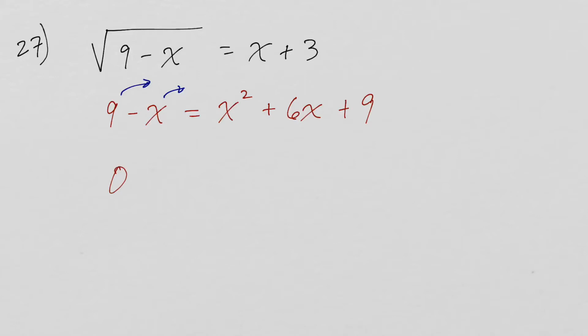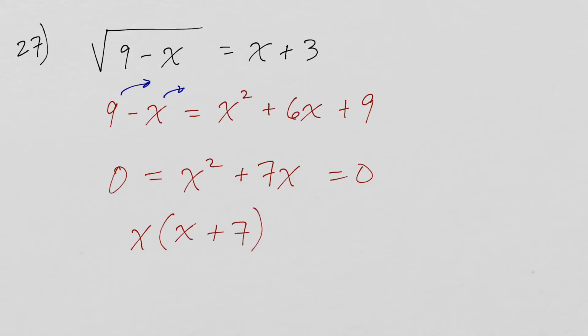So I'll have 0 is equal to x squared. When I move the negative 6 over by adding it, I get plus 7x. When I move the 9 over by subtracting it, I get 0. So now I'm going to put the 0 on the right because I prefer it there. I'll factor the common factor of x out, and I'll be left with x plus 7.